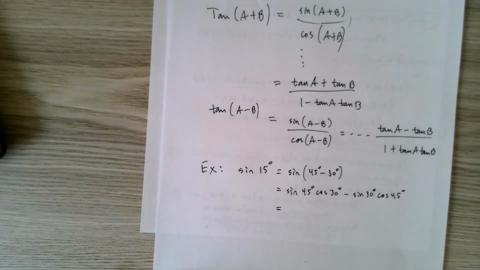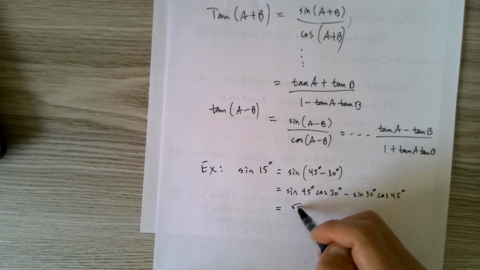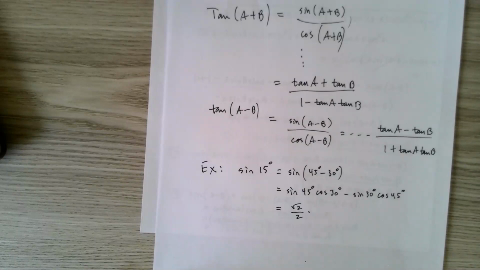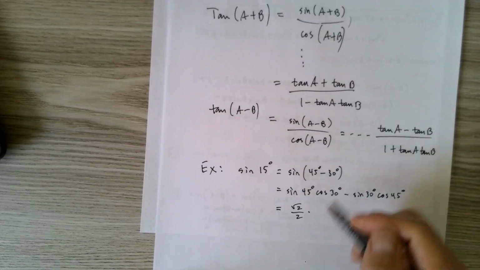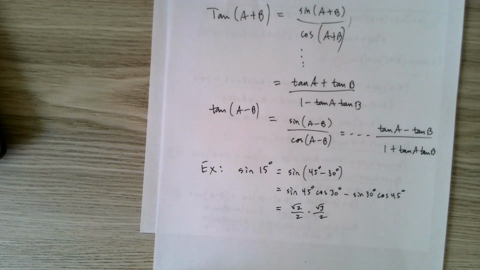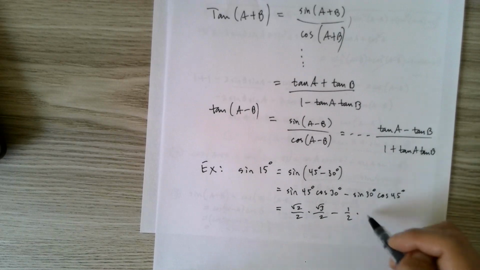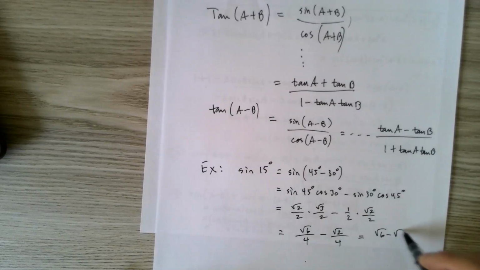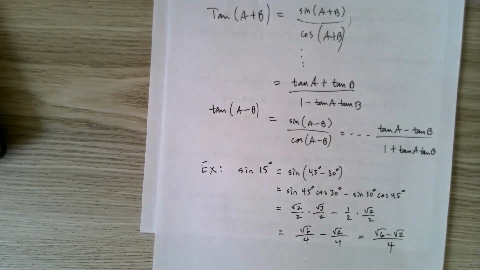Plug in all the values that I know. So rad 2 over 2, cosine of 30, rad 3 over 2 minus sine of 30, 1/2 times cosine of 45, rad 2 over 2. So that's rad 6 over 4 minus rad 2 over 4, or rad 6 minus rad 2 over 4. And there I have the exact value of sine of 15.